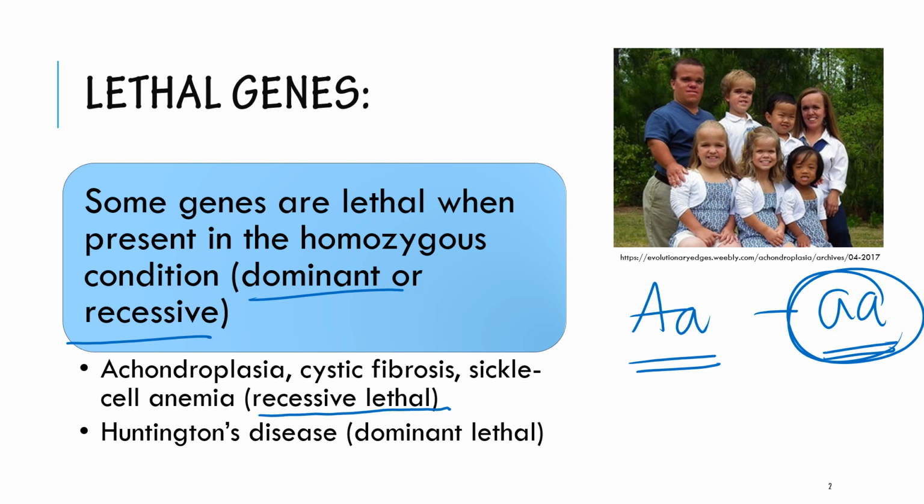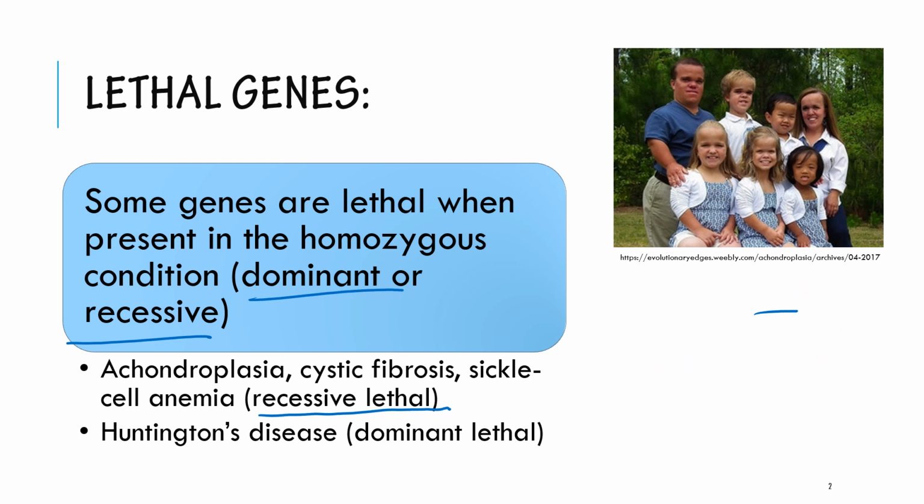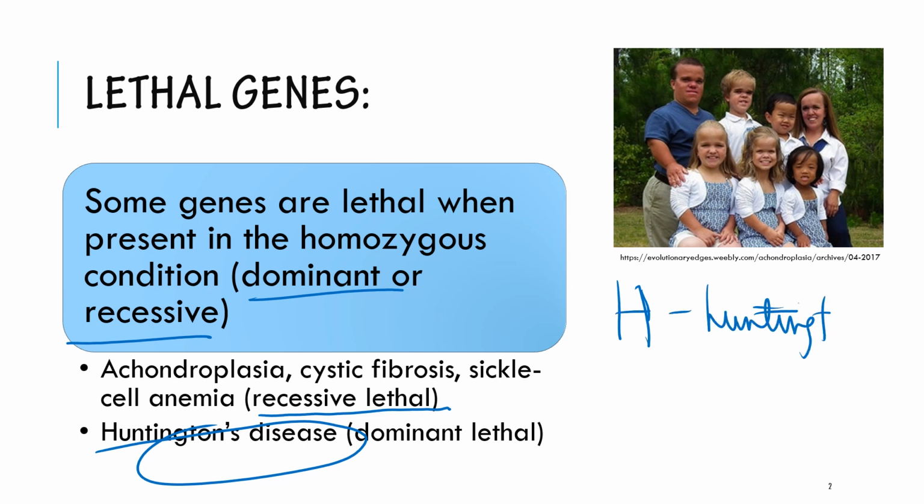Now in the case of Huntington's, Huntington's disease is an example of a dominant lethal. It's a lethal allele, but most of the time death occurs later in life. This is what we call a late onset disorder. That is why you will wonder: if this is dominant lethal, let's say H for Huntington's, then supposedly a dominant allele masks the recessive, so this will also be lethal.